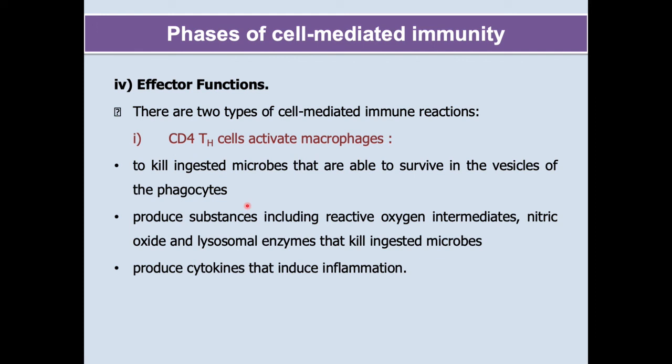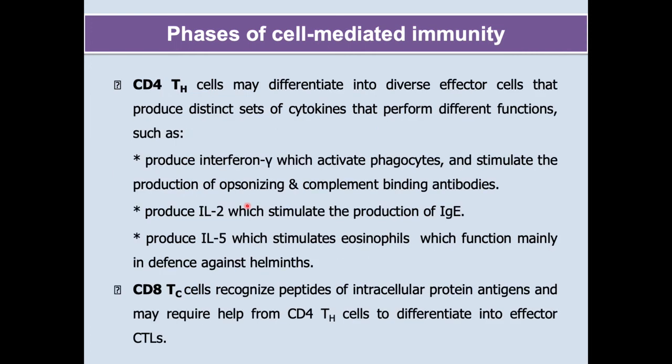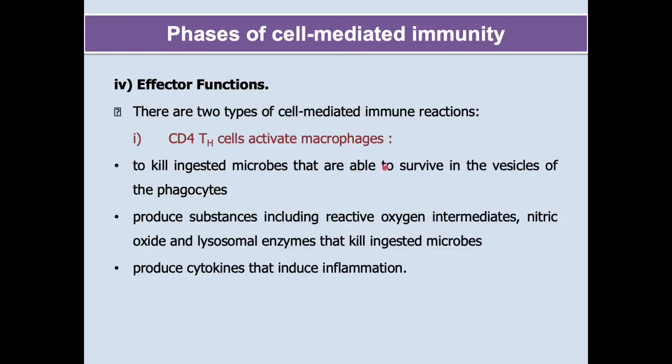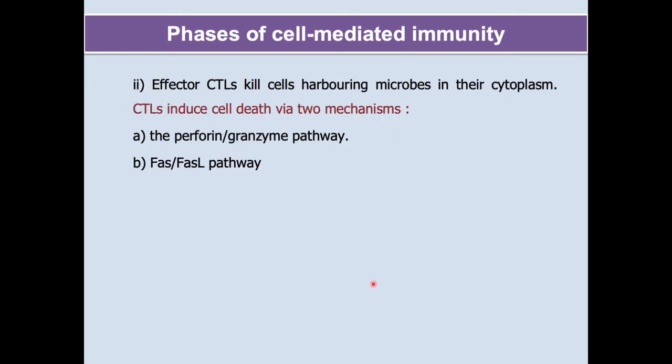So when the T helper cell recognizes, it will secrete, for example here, interferon gamma, and will activate phagocytes. That can be done by macrophage to kill ingested microbes and produce substances including reactive oxygen intermediates and nitrate to kill microbes, and produce cytokines that induce inflammation. So, swelling. And the second one is effector CTLs.